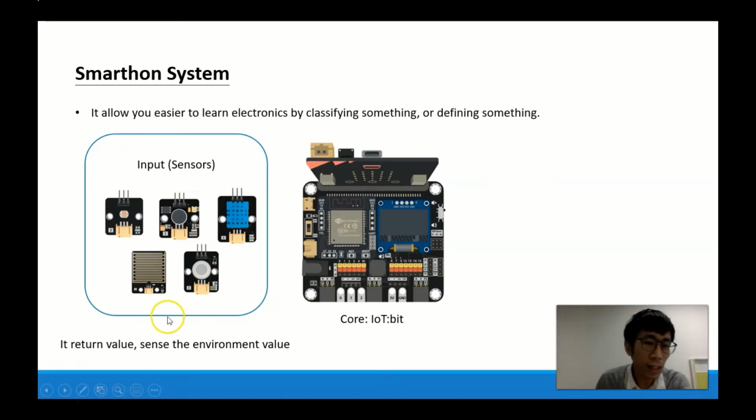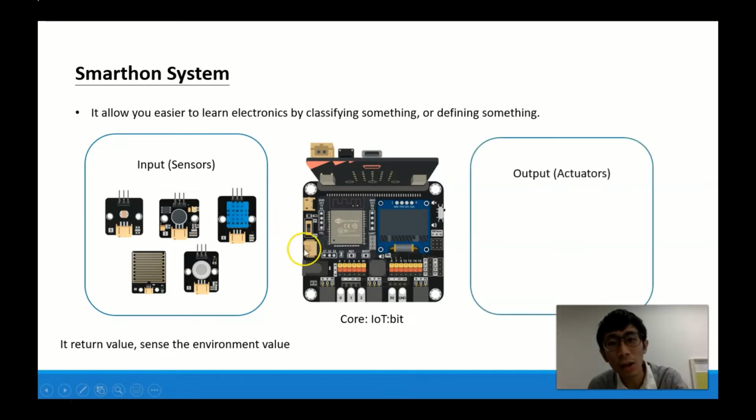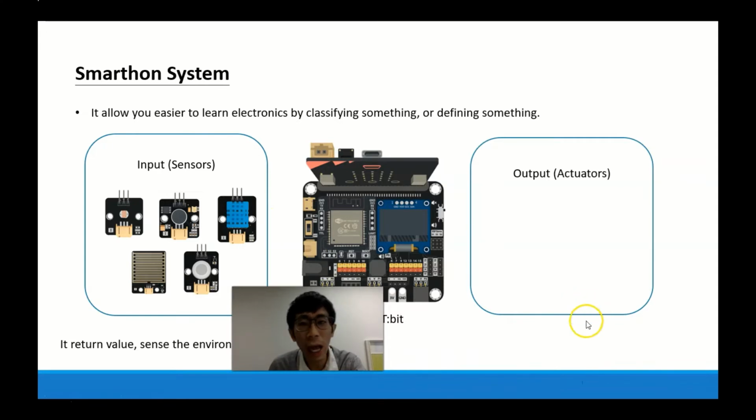For example, a light sensor returns the light value. A sound sensor returns the sound value, the sound intensity. Raindrop, motion, and temperature and humidity sensors all have values. So we classify this as an input, which is a sensor. Sensor is just a more professional term for input, but input has the same meaning as sensor. Okay, the second part of electronics is output. Output is actuators.